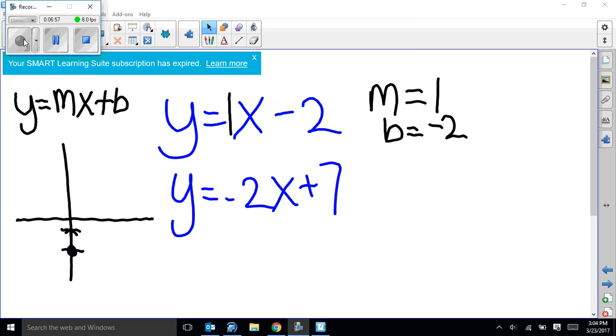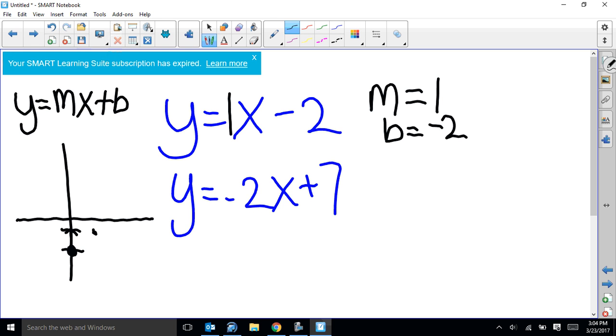So we have our slope. So we have our y-intercept at -2. So how do we apply our slope? How do we get another point on the line? We go up one, over one. We can. All right, so that's this line, right?